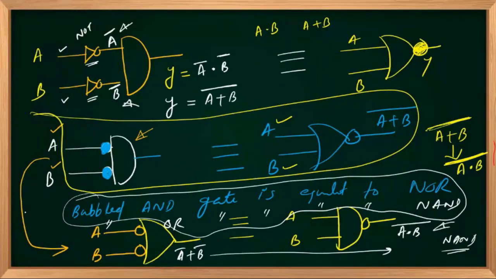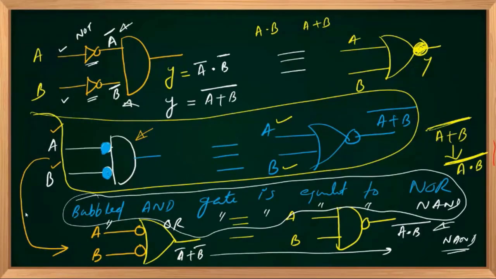Are these two equalities clear? Then please respond so that I can move comfortably to the next topic. Yes or no? Is that clear? Any queries, any doubts, any clarifications required? Bubbled AND is equivalent to NOR, bubbled OR is equivalent to NAND.